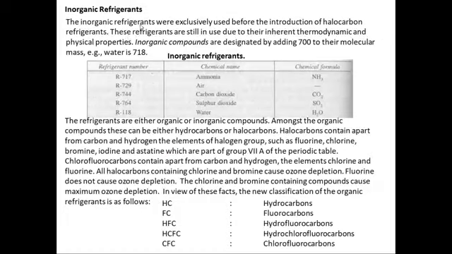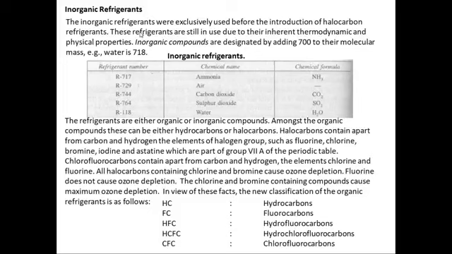Moving on, inorganic refrigerants. The inorganic refrigerants are what the refrigerating system first started with. The first refrigerants were the inorganic ones, and then we started using the organic ones. So the inorganic refrigerants were exclusively used before the introduction of halocarbon refrigerants. They were the only ones that we were using before the halocarbons. These refrigerants are still in use due to their inherent thermodynamic and physical properties.